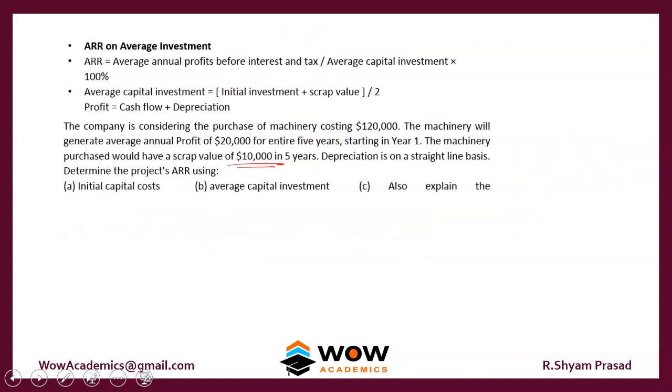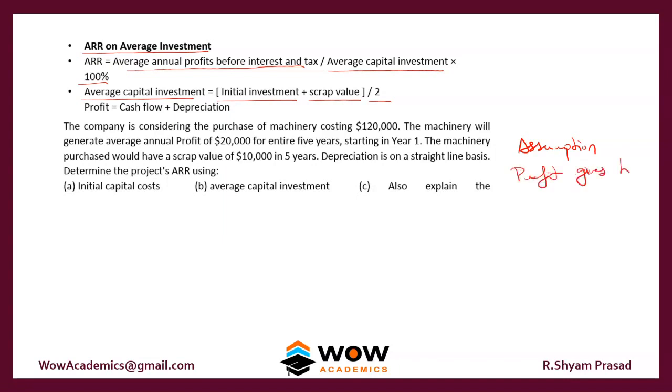So we'll look at the next question: ARR on average investment. So what is an average investment? The numerator remains the same, but the denominator changes. The denominator works like this: average capital investment, into 100. What is average capital investment? Average capital investment equals the initial investment plus the scrap value, divided by 2. We'll again make the same assumption, that the profit given has considered depreciation.